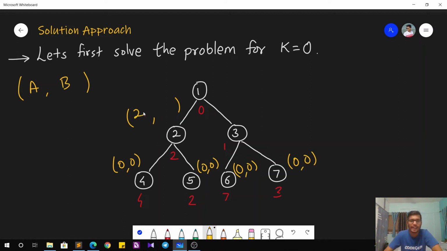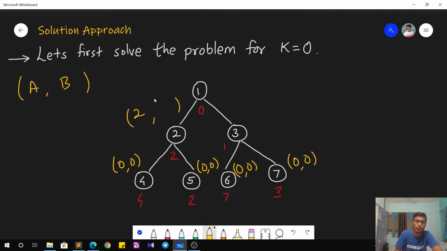How did I get this? I checked all the Bob values for the children and added their respective node values, and out of those I took the minimum one. So 0 plus 4 and 0 plus 2, of which the minimum is 2. So I have got it over here.